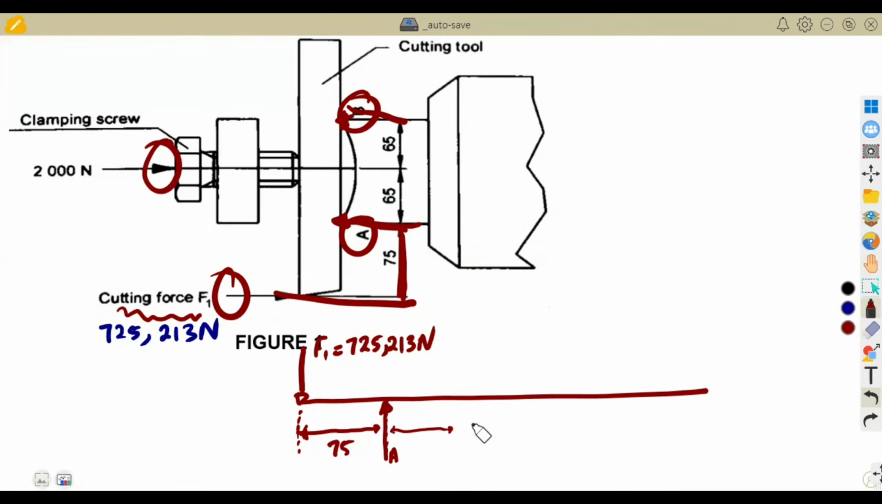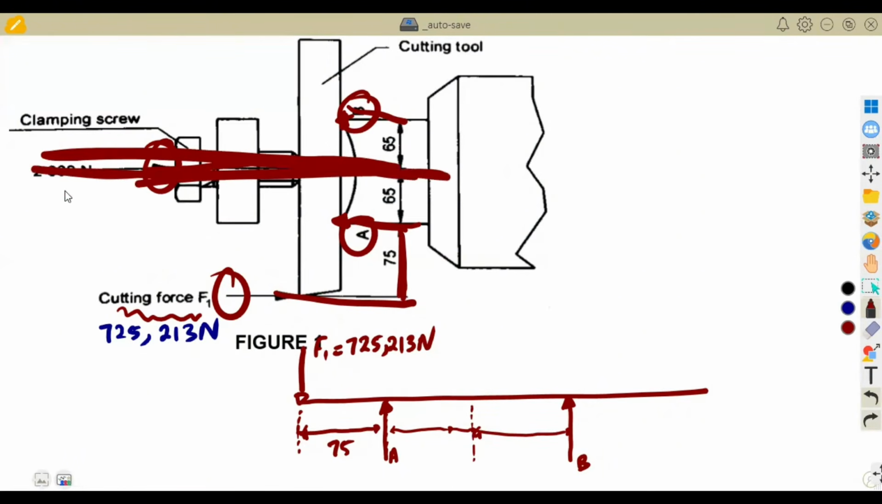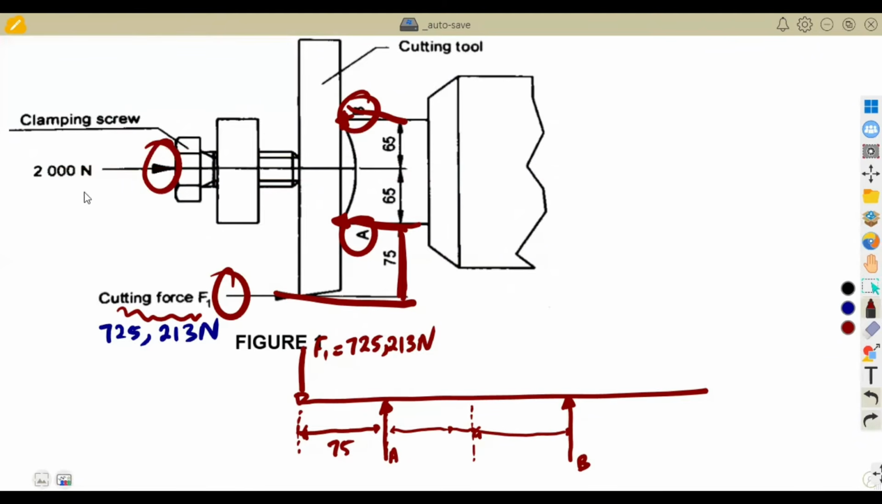All right, that is something like this. We move a certain distance, then we move again a certain distance up to the support at B. B is the support. So this one in between here that is separating A and B is the clamping force, this one, and the clamping screw, this one. You take this as it is, the 2000, entering straight halfway. So there is a point load.